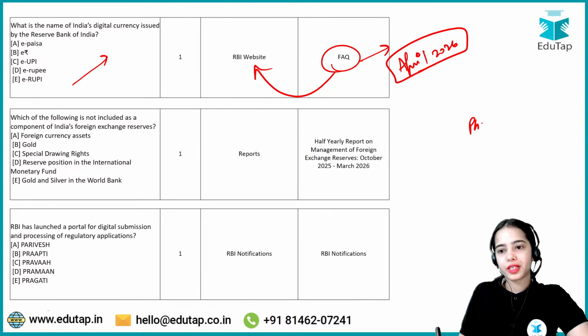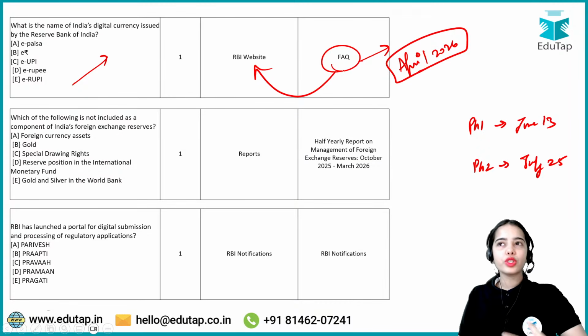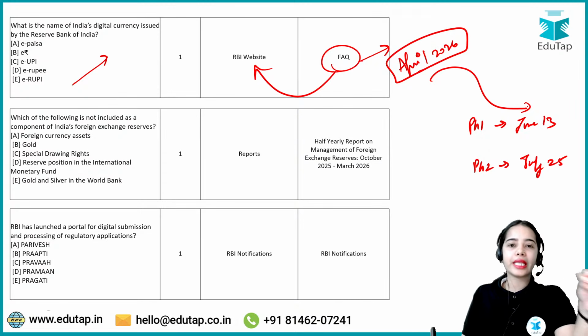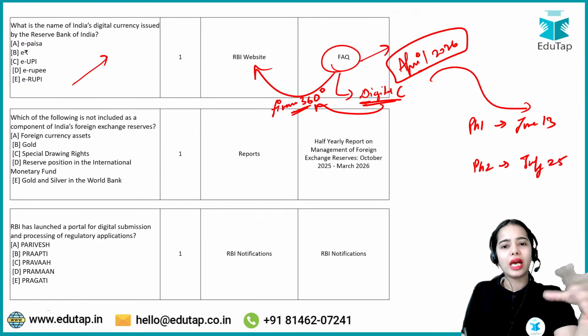So remember that phase 1 of the RBI Grade B examination happened on June 13th and the phase 2 exam happened on July 25th. See, you usually do not have to go through all the FAQs, but if an FAQ is released before the examination, very near to the examination, then that FAQ becomes important. And this FAQ, the digital currency FAQ, we discussed in the Finance 360-degree session also, because at that time I told you that this seems important from the phase 1 objective perspective, as well as from the phase 2 descriptive perspective.